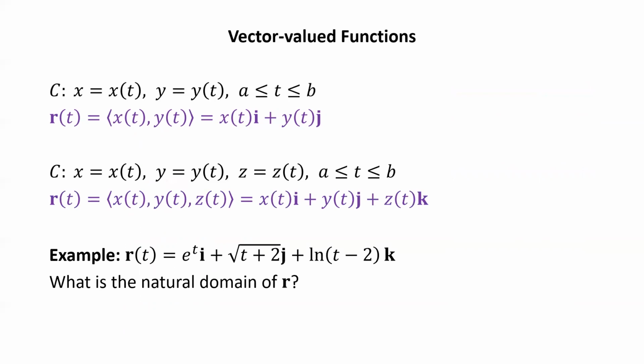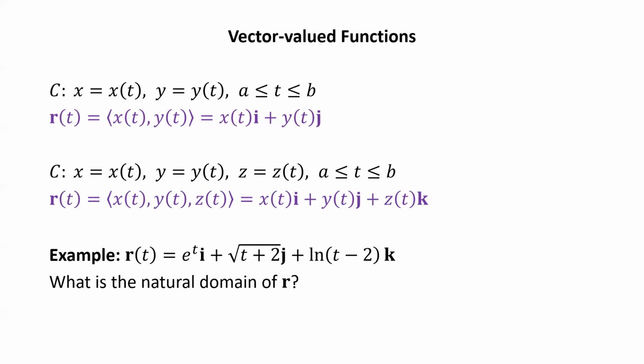Let's look at an example. Go ahead and pause the video, try this example yourself, and then resume the video to check your answer against mine. Here we have a vector-valued function, r of t equals e to the t i plus the square root of t plus 2 j plus ln of t minus 2 k. The components of this vector-valued function are e to the t, the square root of t plus 2, and ln of t minus 2. What is the natural domain of r?